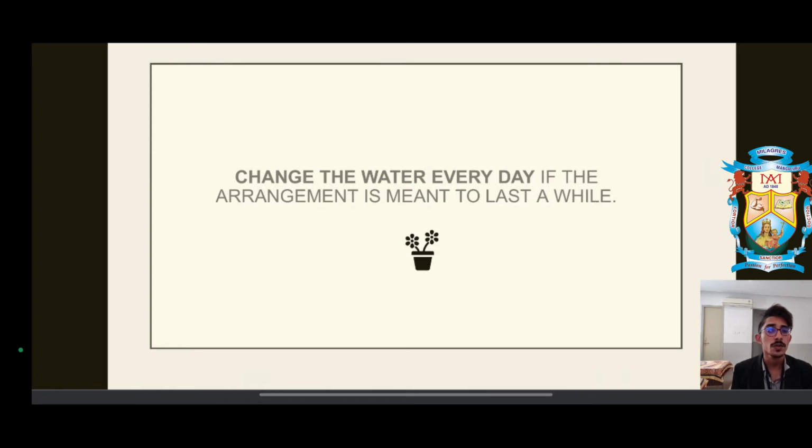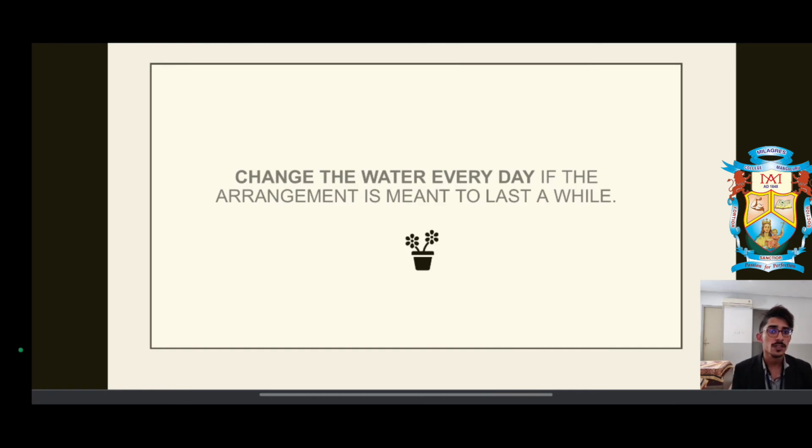And the last step is to change the water every day if the arrangement is meant for a long time. That is, if it is a very big arrangement meant for a long time, we have to change the water maybe every 2 days or every day, depending upon the size of the flower as well as the amount of decay that is taking place. So everything has to be taken into account here. So basically we have to change the water.